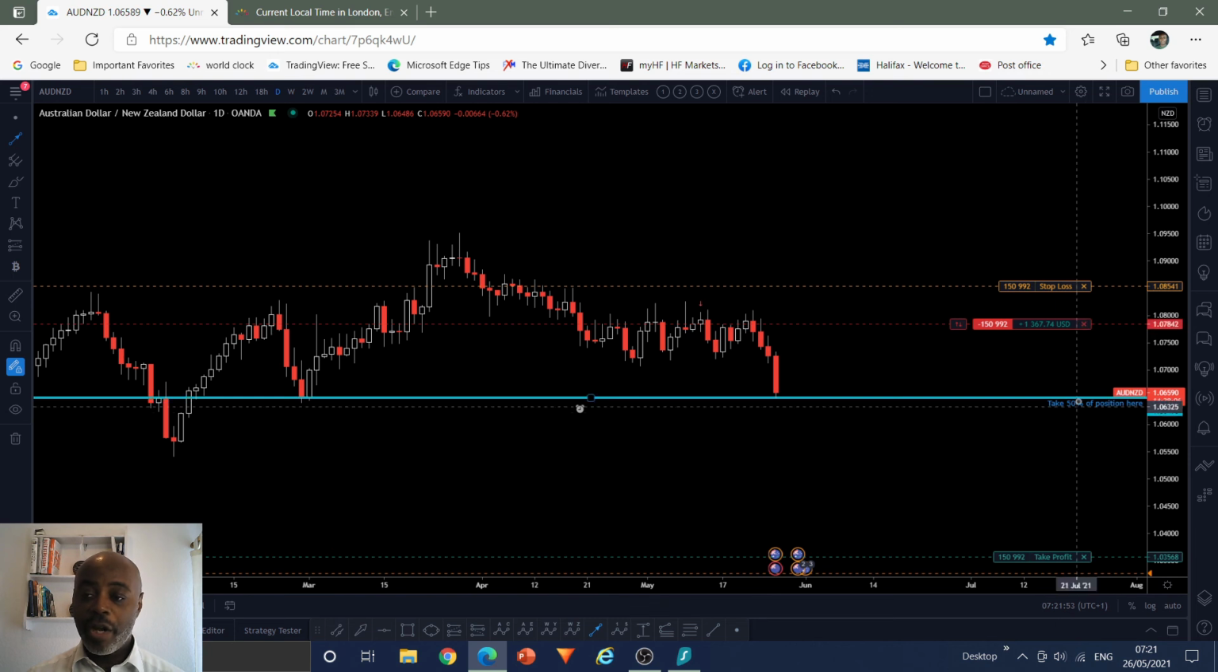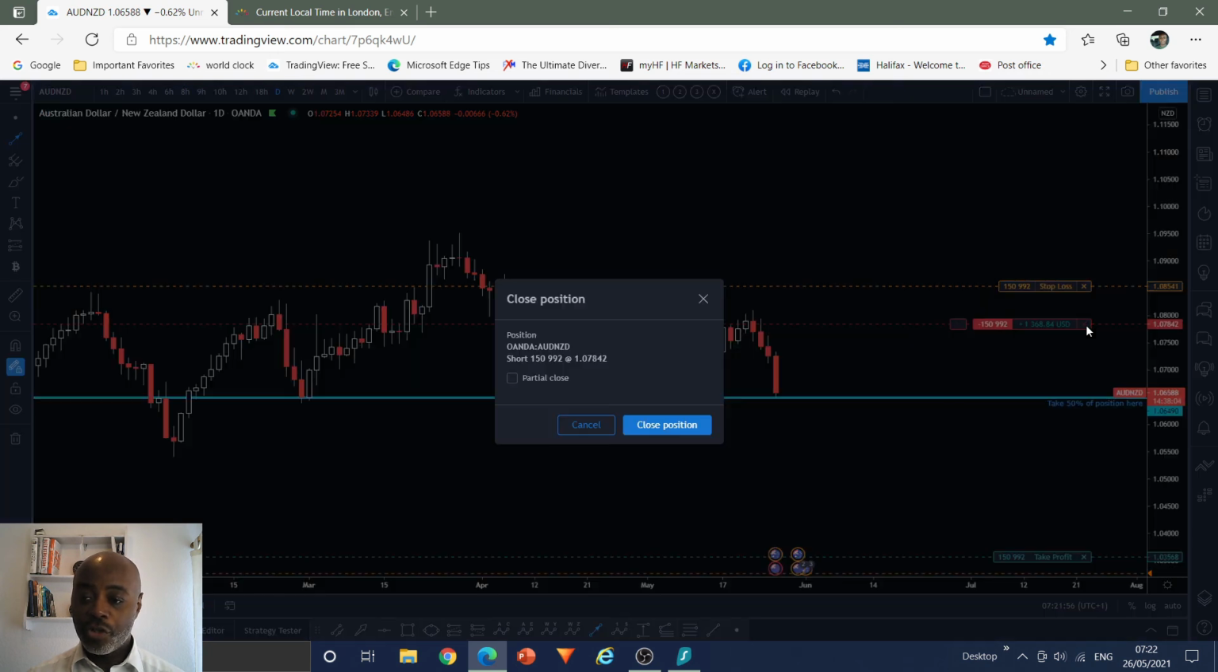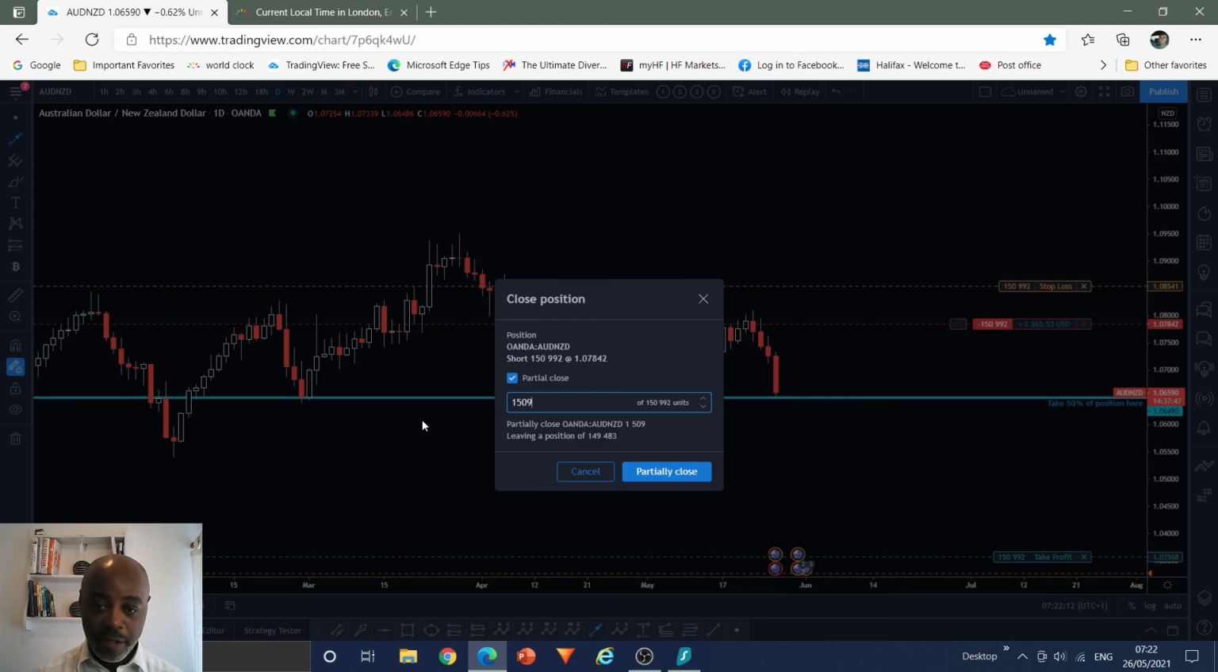So this is how you do it with TradingView. You want to close a position. That brings up a tab which allows you to either close the full position or take a partial close. I want to do a partial close. There's my 150,992, and to halve it, it has to be 75,496. So that's now saying I want to partially close this position of 150,992 by 75,496. What you need to watch now is this figure over here as I execute this. So here we go.